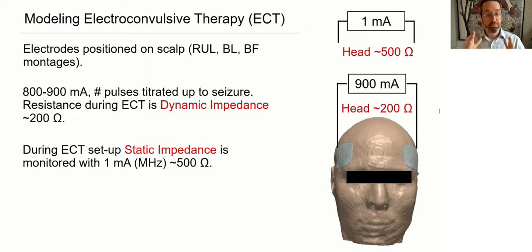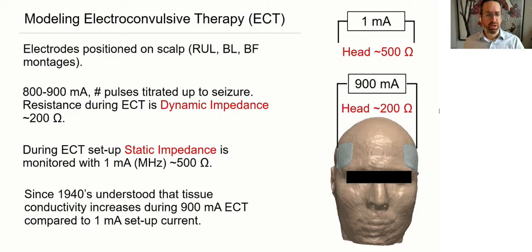And during this process, the head resistance that is measured by the device is called the static impedance, and it is higher than the dynamic impedance. So if dynamic impedance ranges between 100 and 300 ohms, static impedance can range between 300 and 1,000 ohms. So the resistance of the head looks different depending on what kind of current you're applying to it.